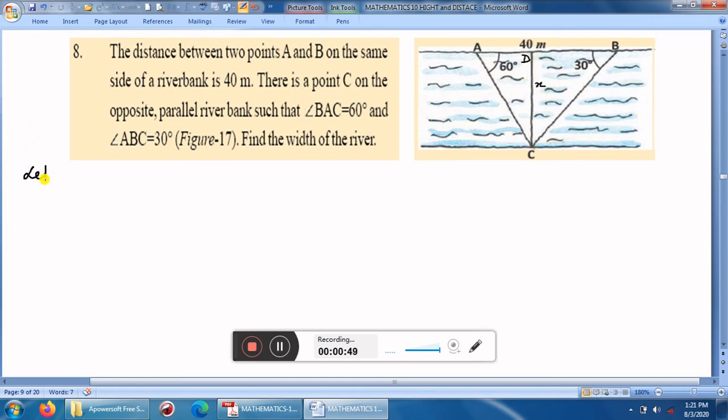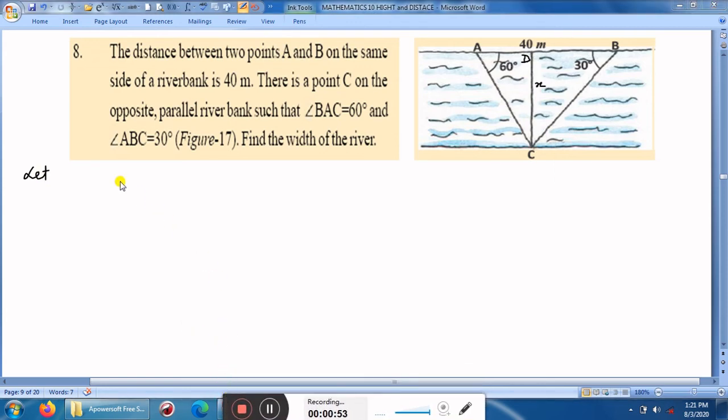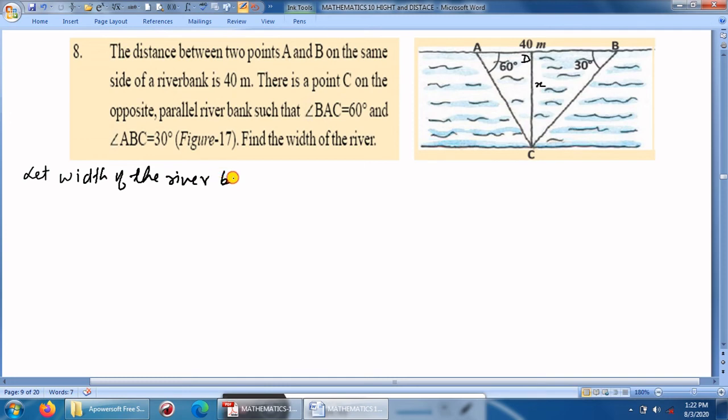Let the width of the river be x meter and AD is equal to y meter.